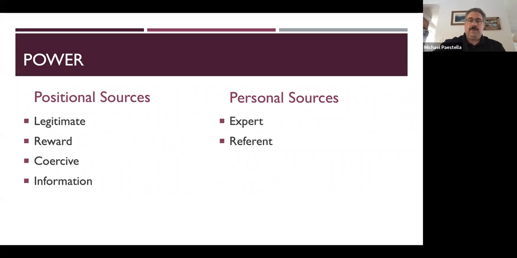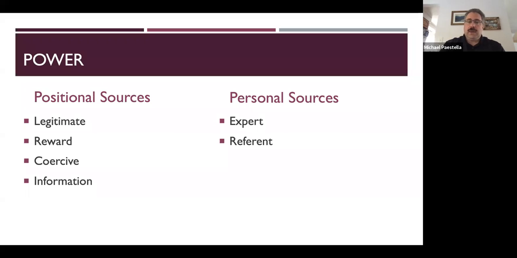Now that leads me to French and Raven's 6 sources of power. They looked at positional sources and they looked at personal sources. For the positional sources, they determined that they fall into 4 areas in their taxonomy, and that's legitimate, reward, coercive, and information. Those are the 4 positional sources of power. They also determined that there are 2 personal sources of power, and that is expert and referent.